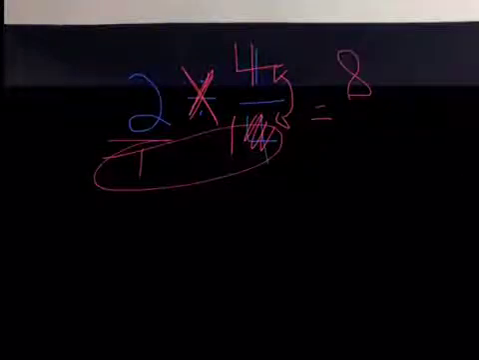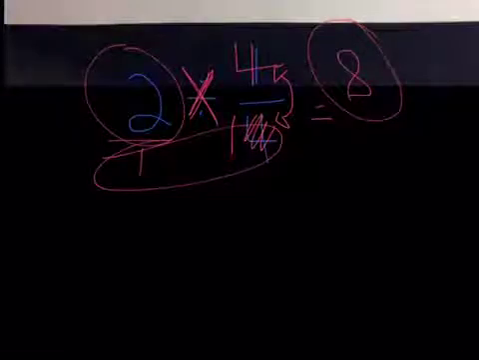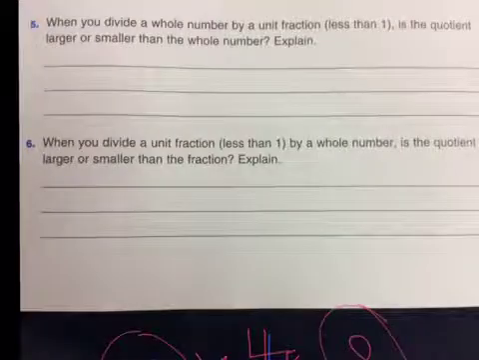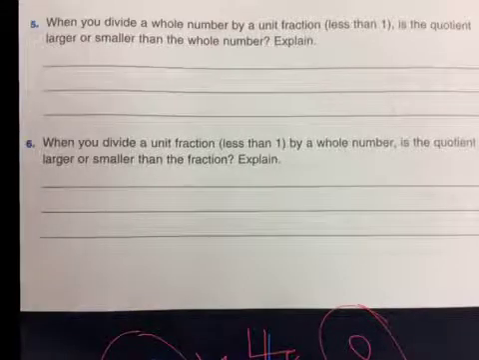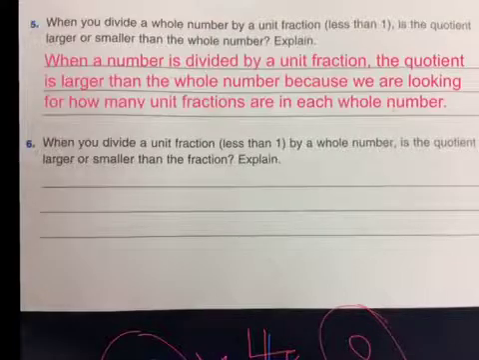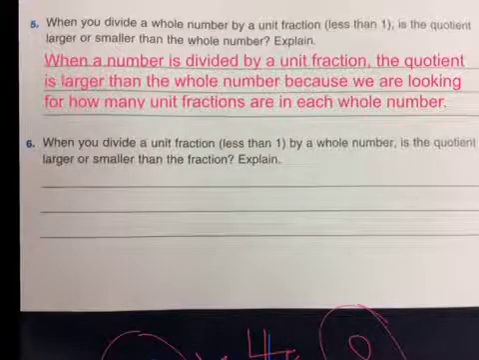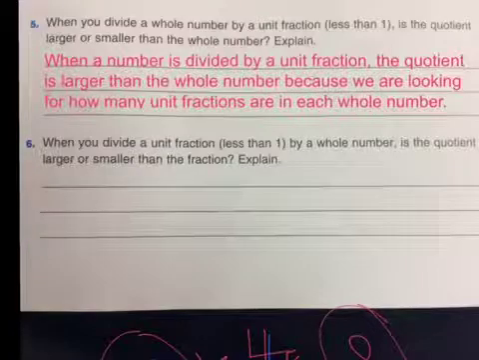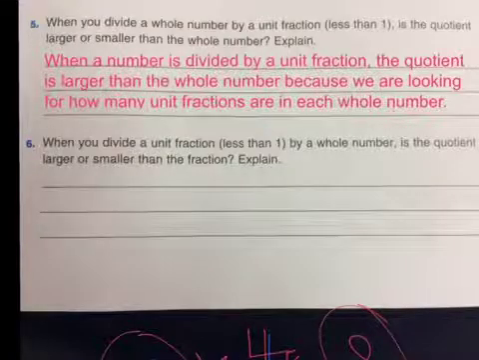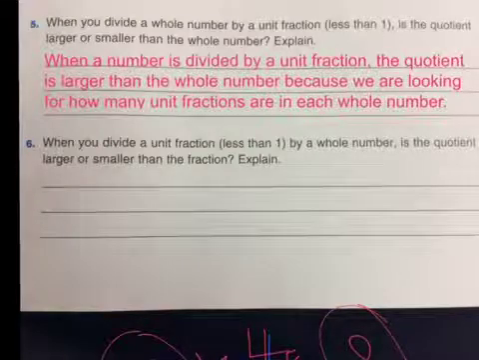So, did the number from here to here become bigger, larger, or smaller? So going back to our question, when you divide a whole number by a unit fraction, is the quotient larger or smaller than the whole number? When a number is divided by a unit fraction, the quotient is larger than the whole number because we are looking for how many unit fractions are in each whole number.